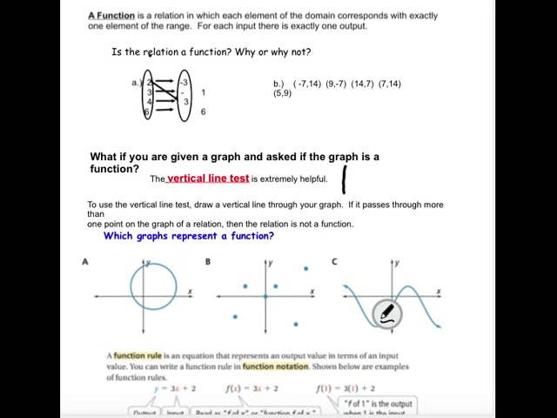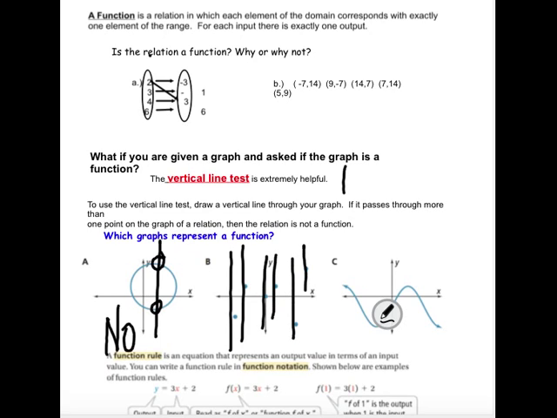We look at A. If I draw a vertical line, you will notice that it crosses my graph twice. So it fails the vertical line test, so no, this is not a function. This one, if I go through each point, draw a vertical line. Do I cross any points? Multiple points? No. So it passes the vertical line test. So yes, B is a function.